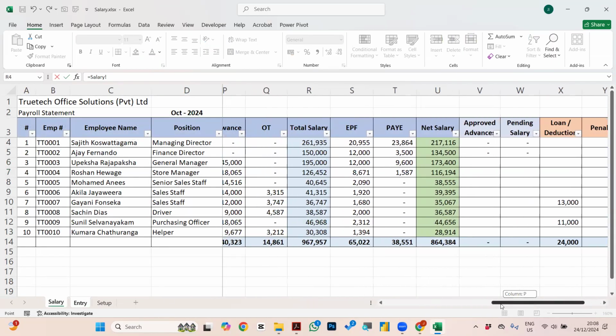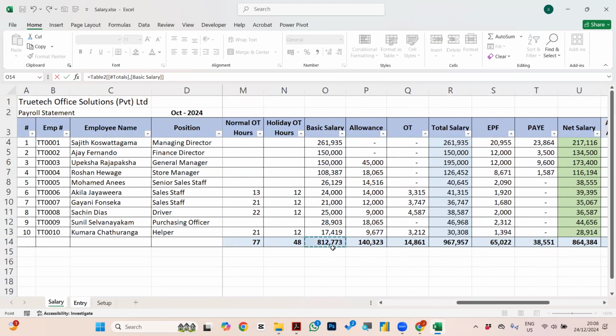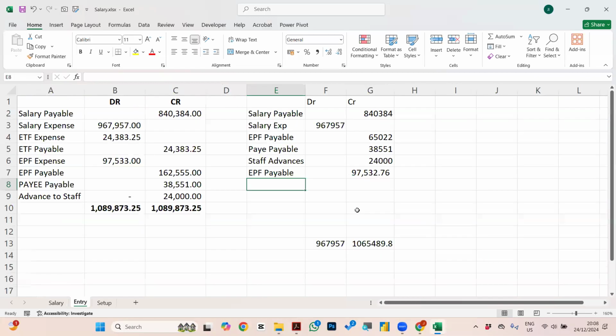Our basic salary is there, right? So we're going to go get the basic salary. This is the basic salary for the month. So from the basic salary, we have to calculate 12%. So I'm going to say 0.12, 12%. That's going to be 97,000. So if the EPF is here, the same amount.